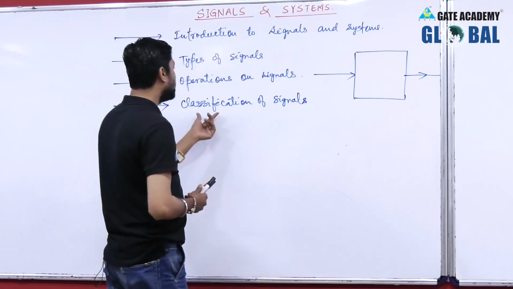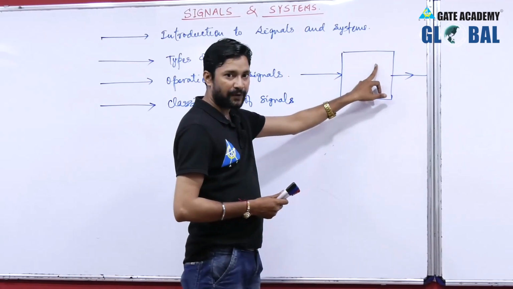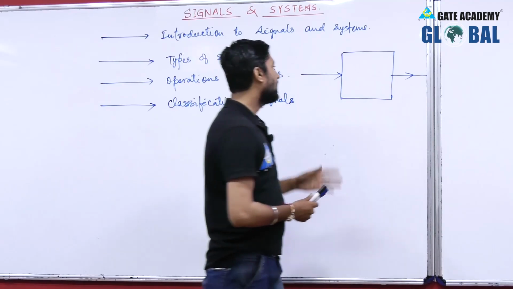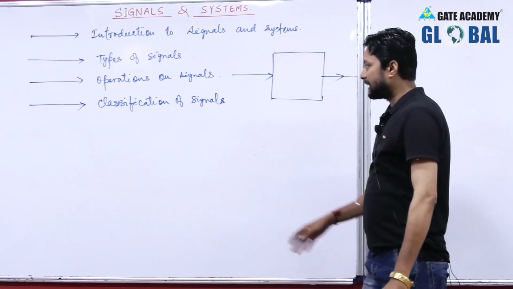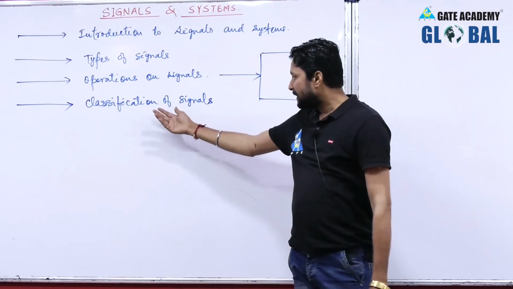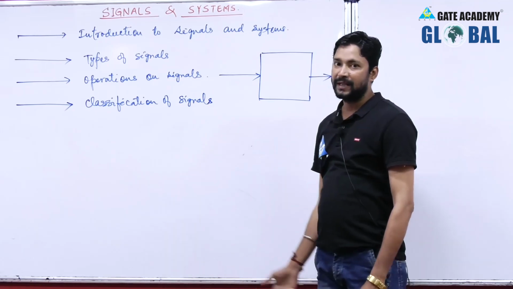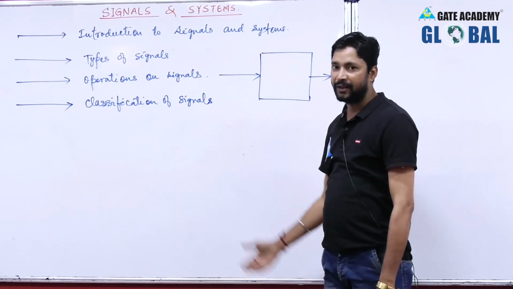So, if you know that the input that you are applying is periodic, then this system will perform some operation on the signal and the output will be obtained. So, classification contains types of the signals like we have said, even and odd signals, periodic and aperiodic signals, then energy and power signals, causal, non-causal, anti-causal signals.